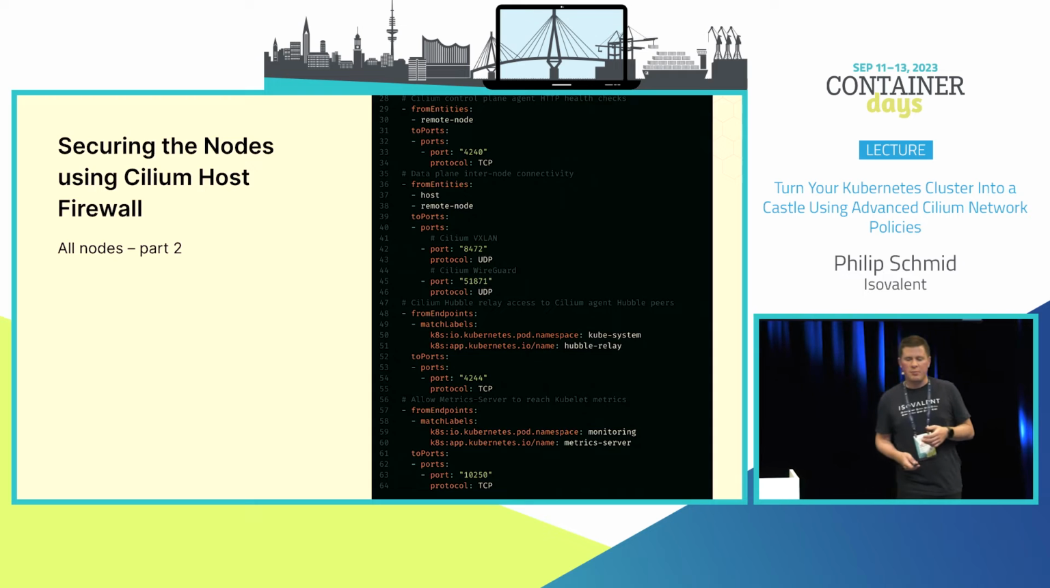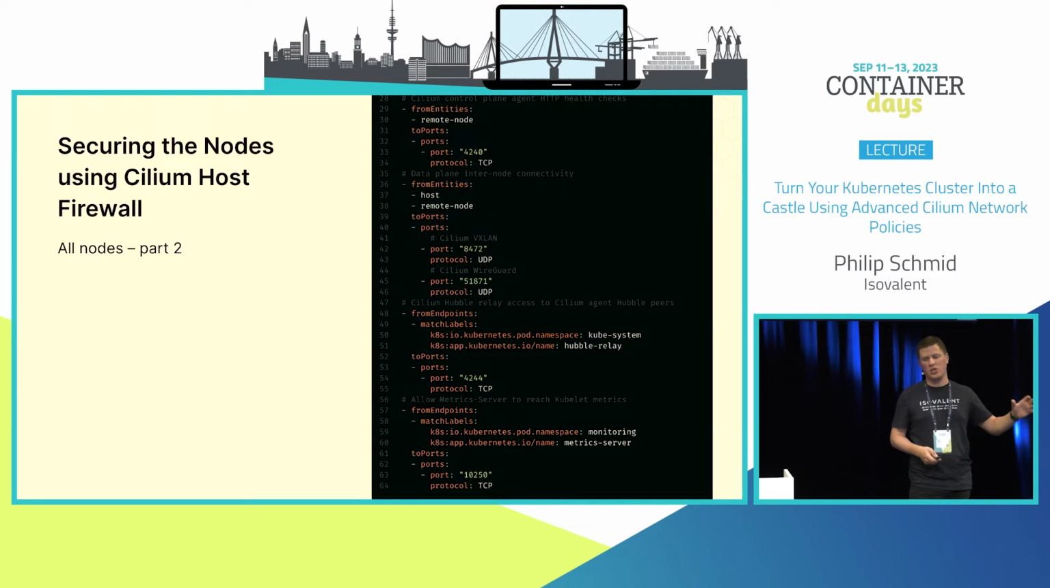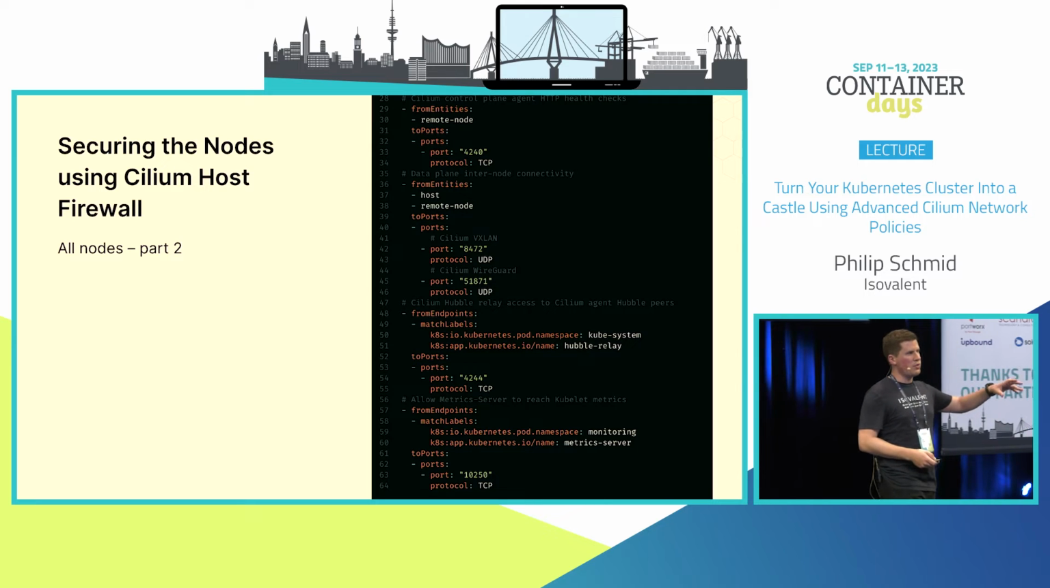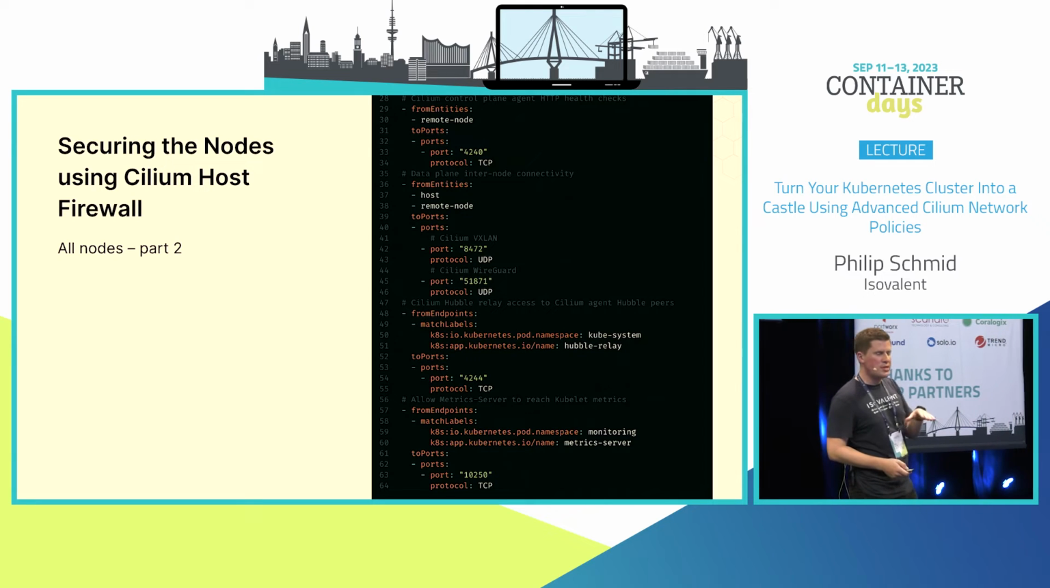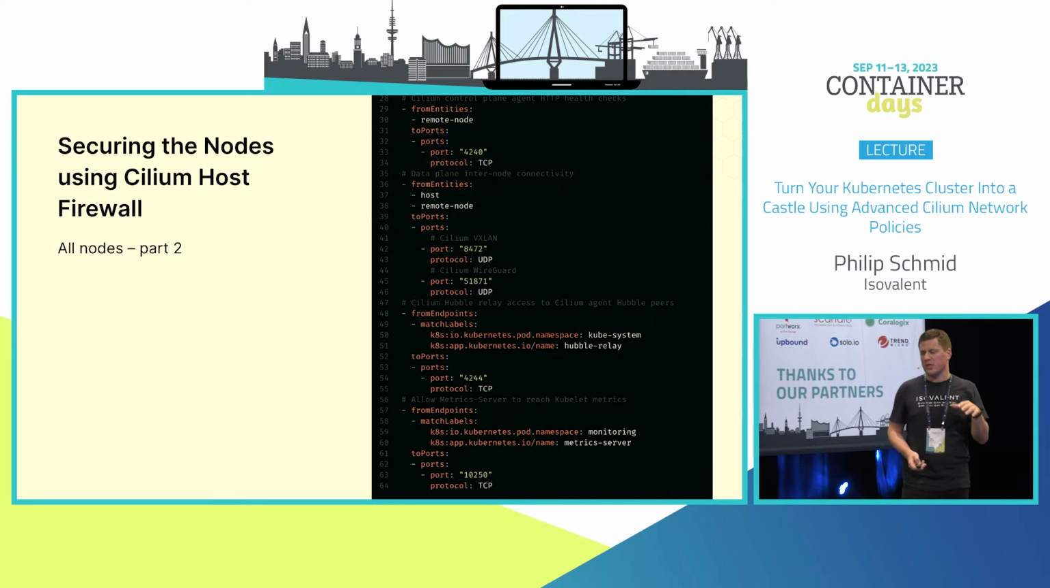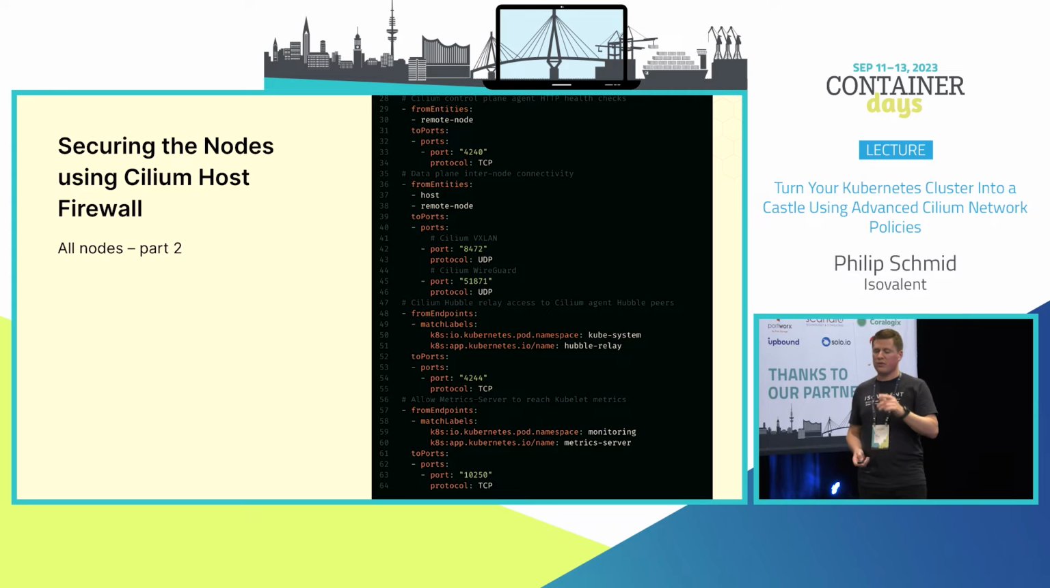You also need to allow this WireGuard port. And last but not least, do not forget about infrastructure components, such as Prometheus or the metric server that are running on top of your Kubernetes cluster, for them to be able to actually scrape endpoints that are part of the host network. And you also need to take care of those connections within your host policies.